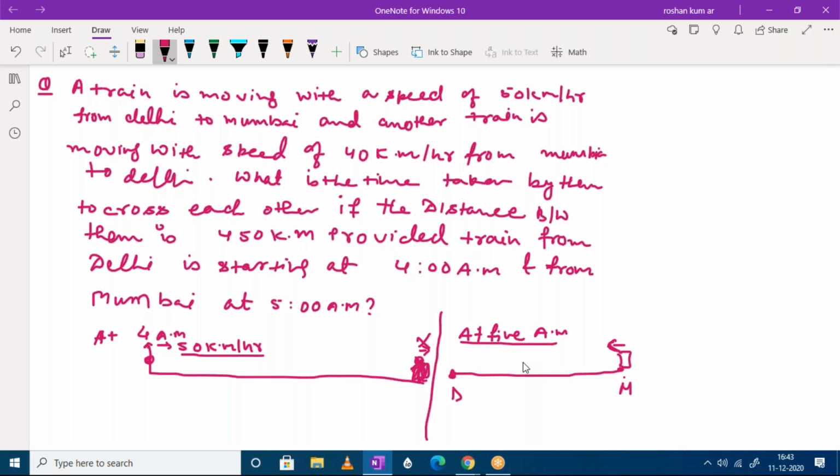So Pratik is saying some distance that we don't know, considering 4 a.m. or you have to consider 5 a.m. Okay, I'm not asking about that, Pratik. I'm just asking what the scenario will be at 5 a.m. Can I say that at 5 a.m. this train would have already traveled 1 hour? In 1 hour, it would have traveled 50 kilometers. So can I say that from Delhi it would be somewhere here, 50 kilometers away from Delhi?